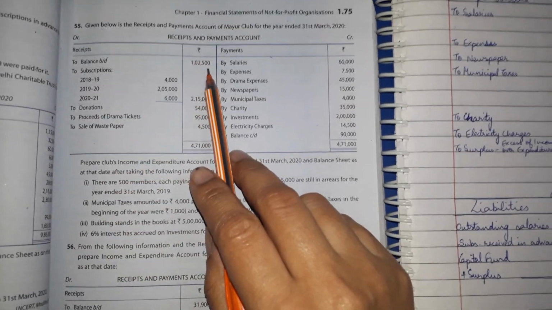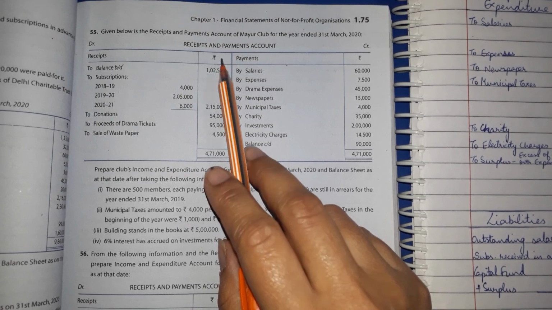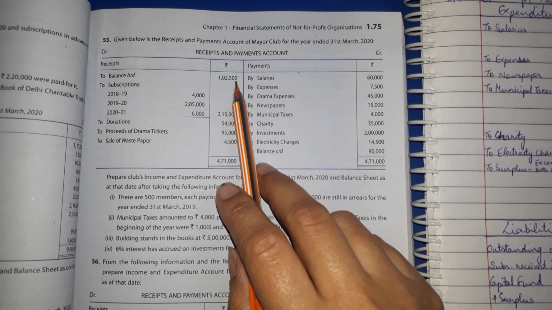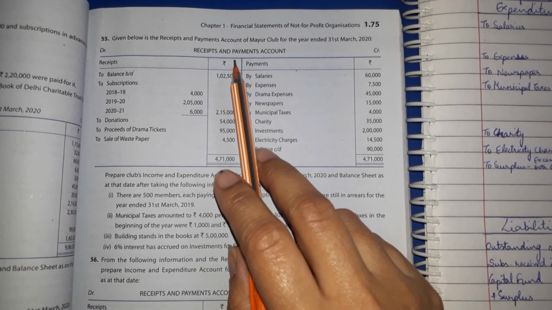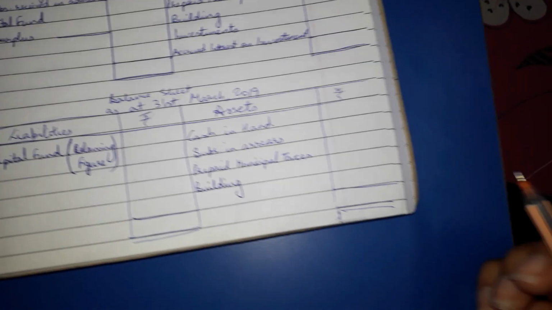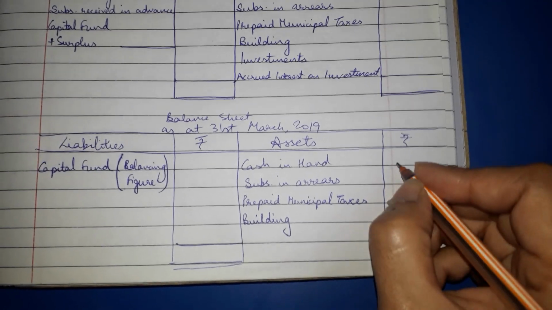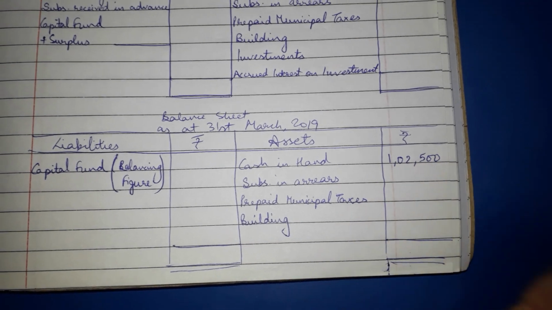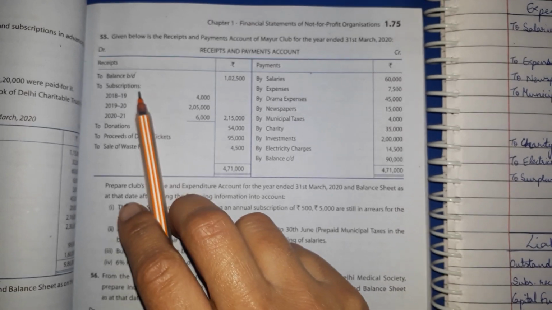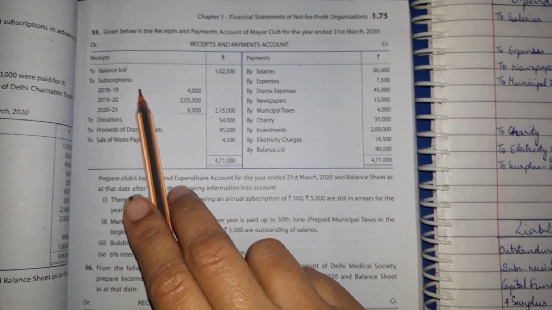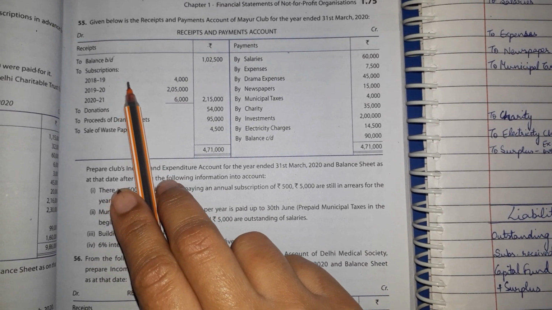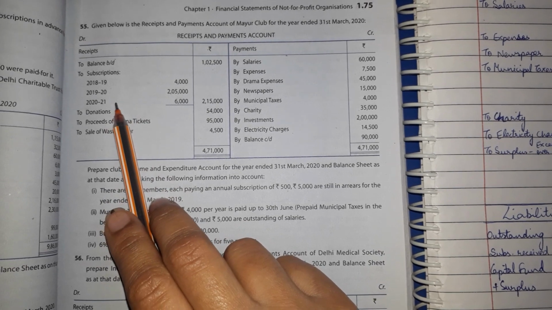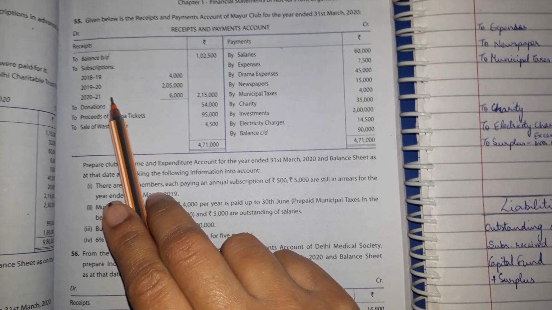Now let's study each item. Balance brought down 1,02,500. This is the available cash balance in the beginning of the previous year. This will be shown on the asset side of previous year balance sheet. So cash in hand 1,02,500. Now let's study the next item, that is subscriptions. Now again it is given in three parts: 2018-19, 2019-20, 2020-21.